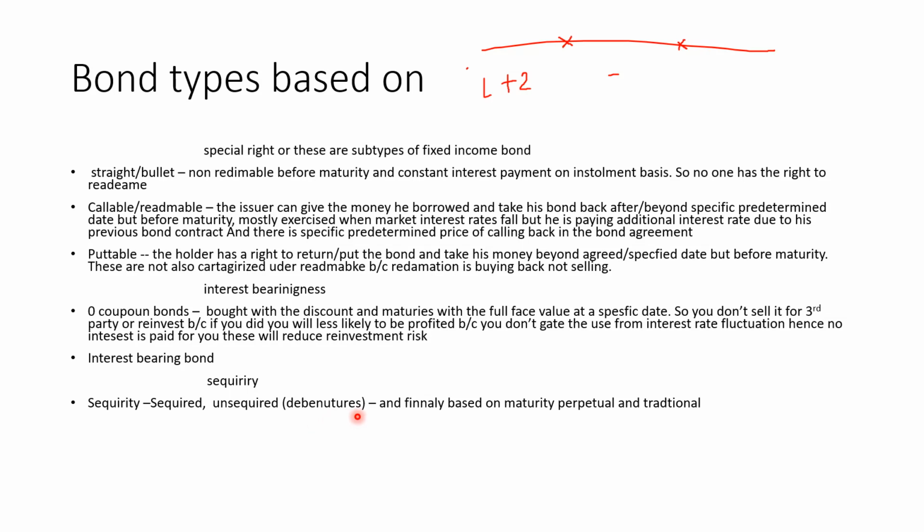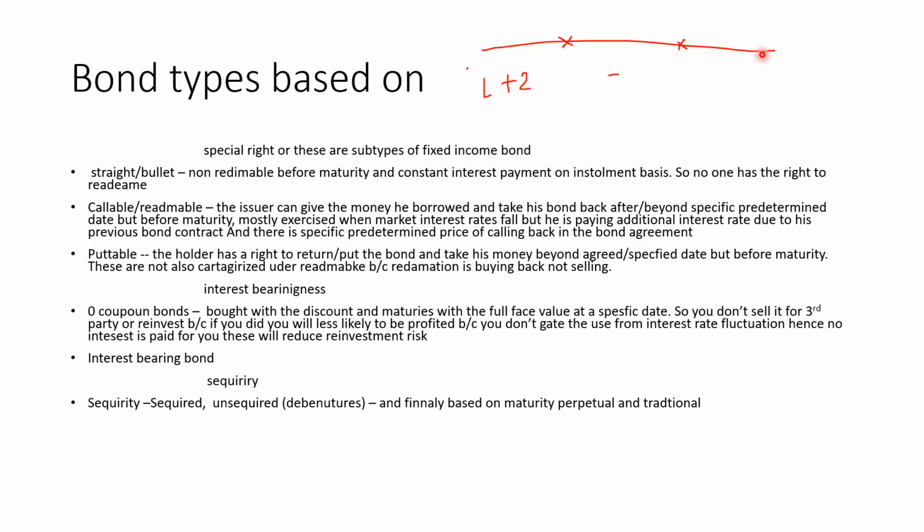Finally, based on maturity, bonds might be classified as perpetual or traditional. Perpetual means console bonds. Console bonds are bonds that have indefinite maturity. However, traditional or term bonds might have some limited or specific time at which the bond is settled. This is all about bonds.